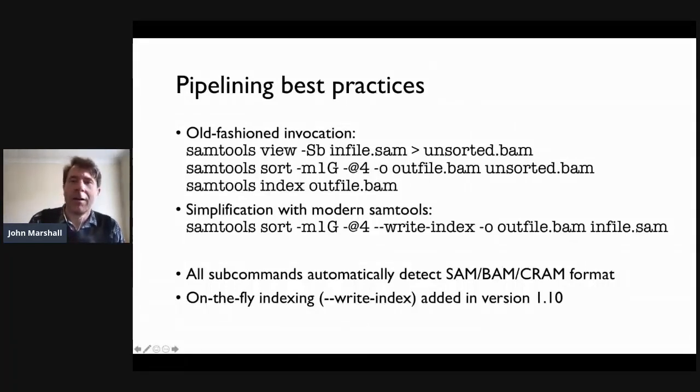I often look at this -SB that you see in older tutorials on the web, and I think, well, that's really an indication that this is a very old set of instructions. You never need -S because all Samtools commands detect whether it's SAM or BAM or whatever, and have done for a long time, since 1.0. And you don't need to specify -B for the output, because if you use -O outfile.bam like that, then it'll say .bam, I should probably make a BAM file.